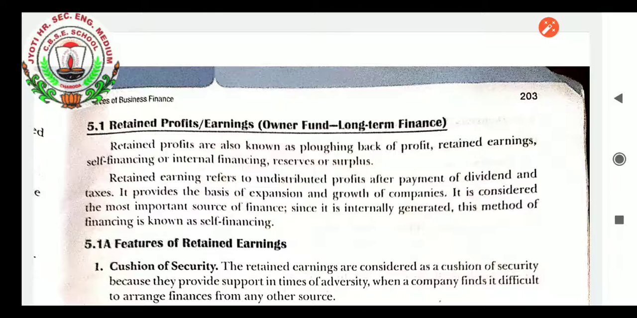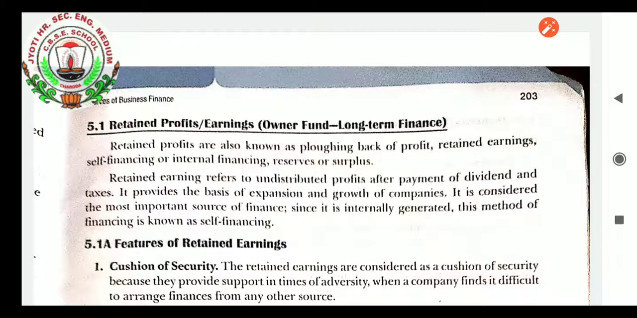Instead of distributing the surplus part of the profit to the shareholders, the company, with the consent of the shareholders, keeps that particular part of profit for the future growth and expansion of the business. That part of profit is known as retained earning, or accumulated profit. Thus retained profits are also known as plugging back of profit.